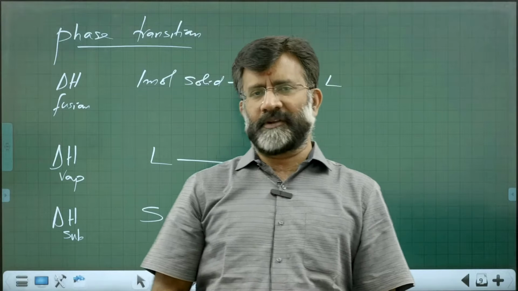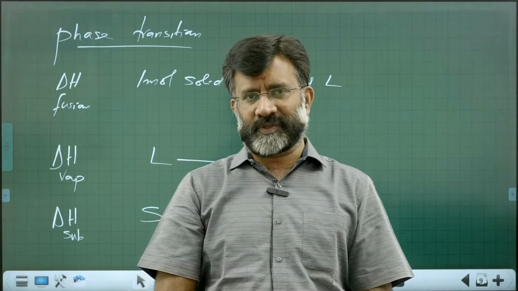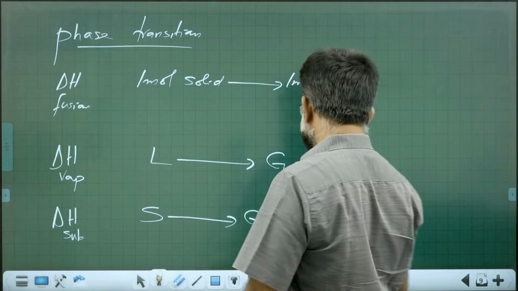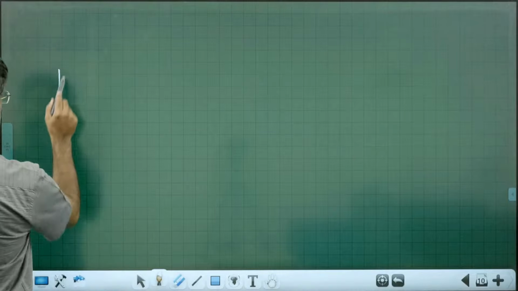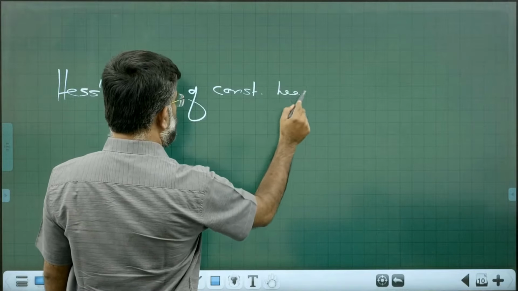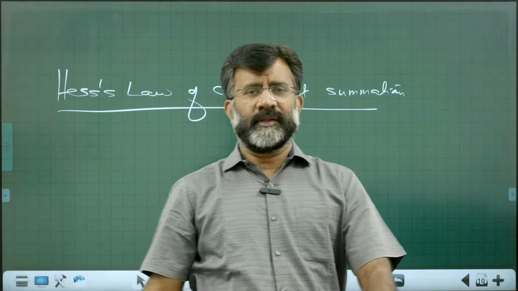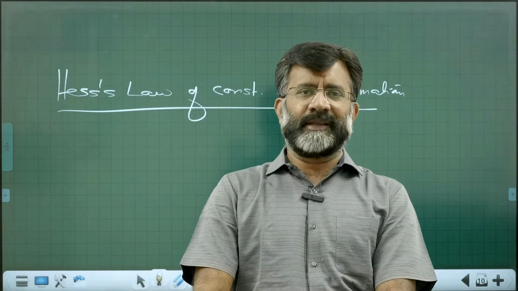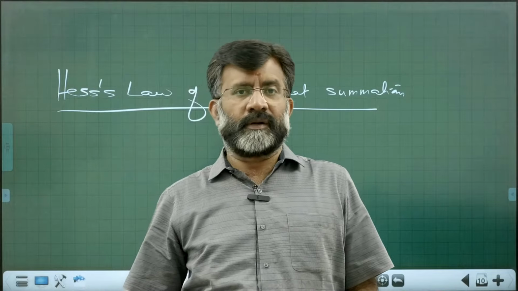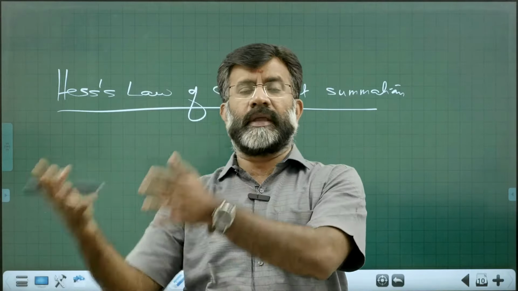After learning this, we are going to discuss a very famous, very important law in thermochemistry. What is that law? It is Hess's law of constant heat summation. Hess's law states that the total enthalpy of a reaction will be the same whether the reaction is conducted in a single step or multiple steps. If you take a multi-step reaction, the total enthalpy of reaction will be the sum of enthalpies of the individual steps into which the overall reaction is subdivided.